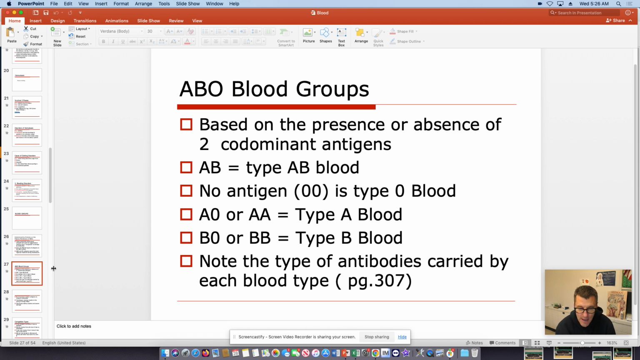The type of antibodies carried by each blood type: whatever you don't have, you're going to have antibodies to. You're going to react to. So if you don't have A antigens on your blood cells, then your body is going to recognize blood that does have those A antigens. It's going to hook onto this and attack it, because it doesn't recognize this because your blood doesn't have this.